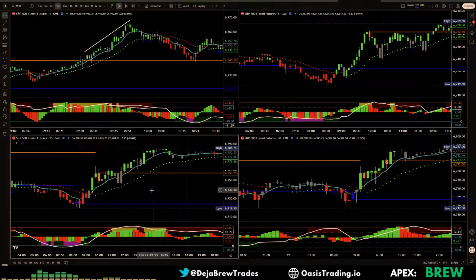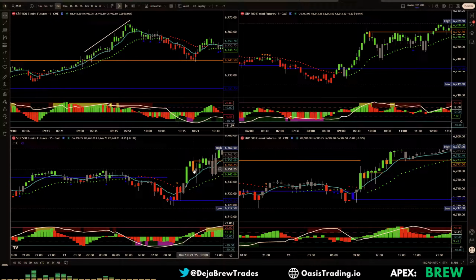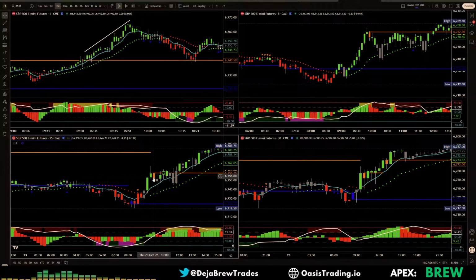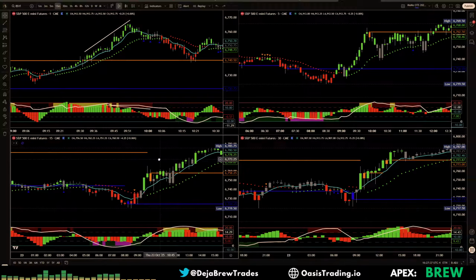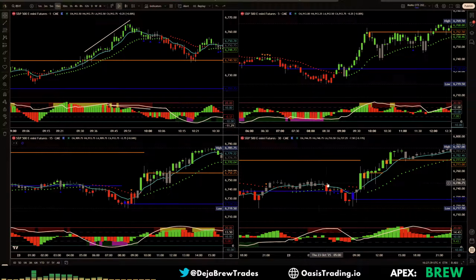Let's take a look at the 15. What was the 15 telling us? So that was around 9:55. Let's see here. So we also had an orange pivot on the 15 minute. So you had a little bit of a top wick on the candle before that, and then you had an orange pivot come in on the 10 o'clock candle. So basically just confirming the 5 minute pivot.